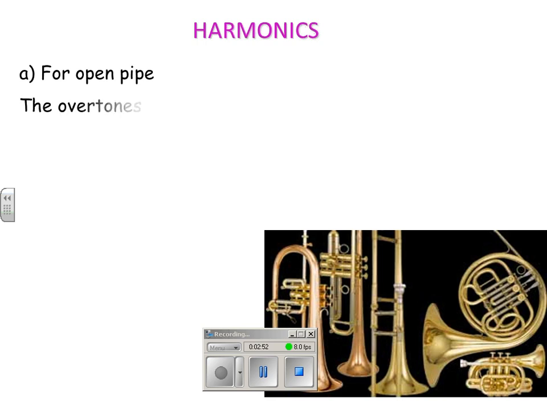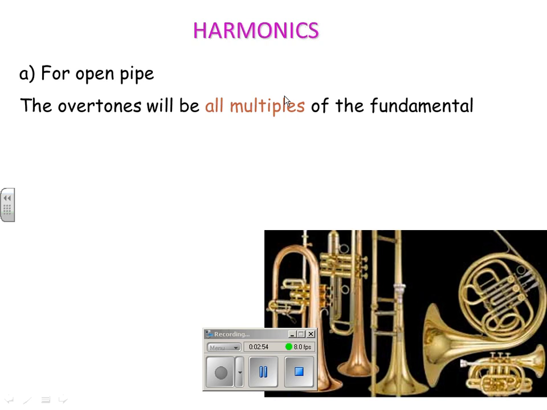Okay. When we're talking about harmonics, again, it's really, really important that you have this in your notes. For an open pipe, the harmonics are all the multiples. They're the first harmonic, second harmonic, third harmonic, fourth harmonic, fifth harmonic. Now the overtones match it exactly. There's not one with the first, but it's the first overtone, the second overtone, the third overtone.